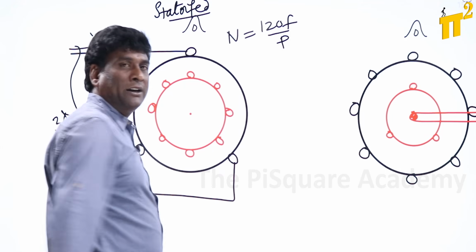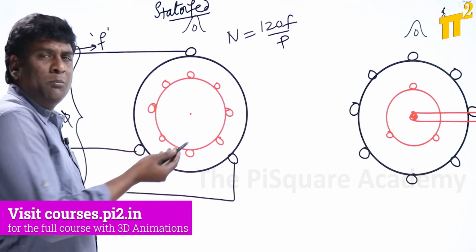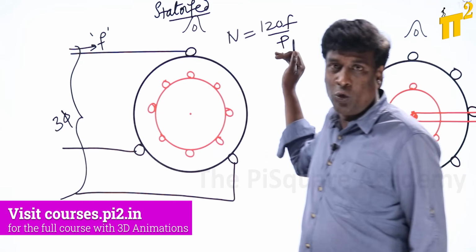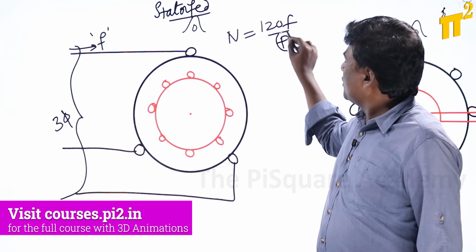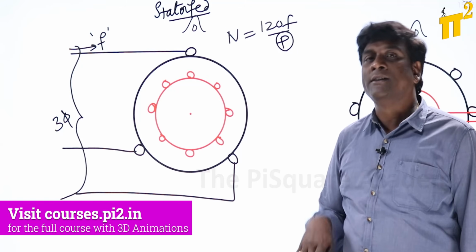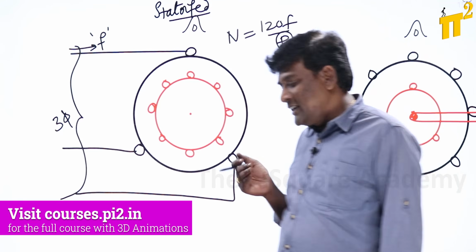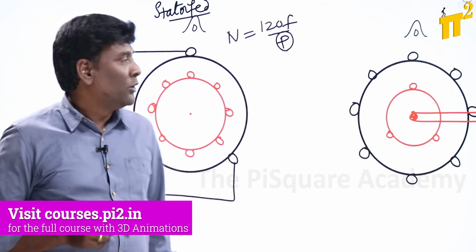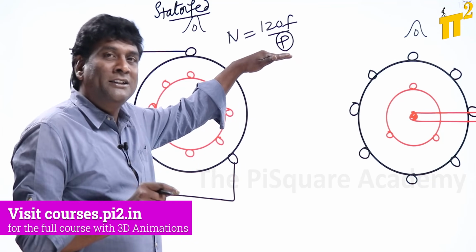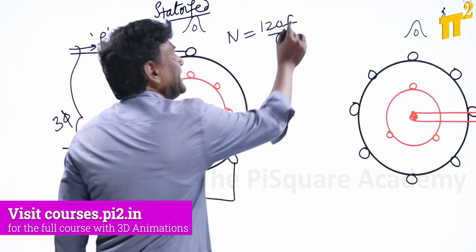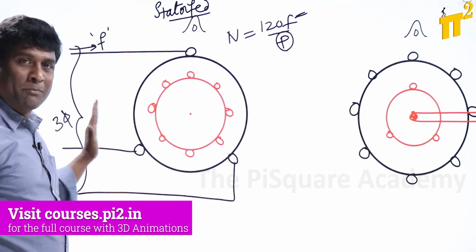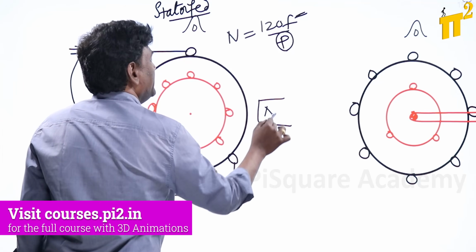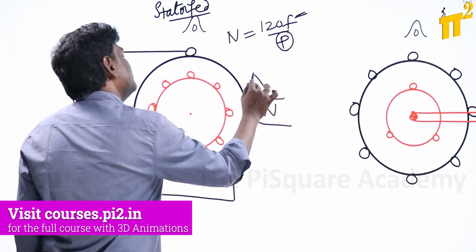The moment frequencies are constant, the number of poles normally will be constant, because in speed control one time I will tell about the pole change method. But as of now, the number of poles for any machine is going to be constant, because it should be decided at the time of design, not at the time of operation. So if the frequency of supply is constant, automatically the speed of the MMF is also going to be constant at Ns.